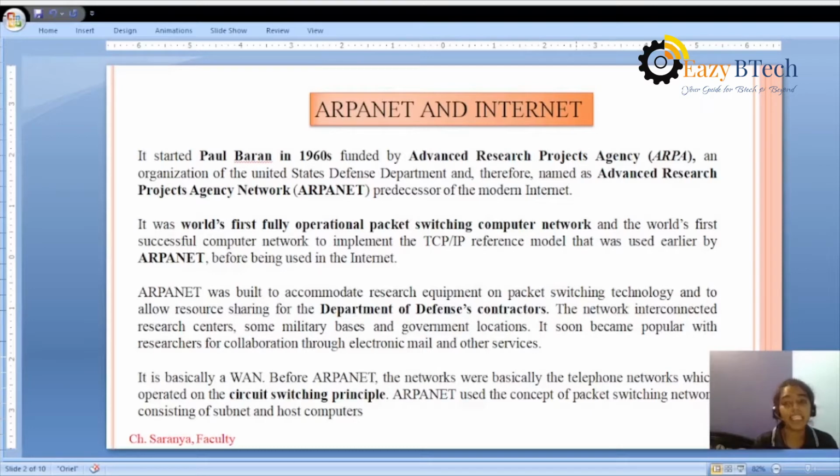The network interconnected research centers, so this network was connected to those research centers. It was mainly used at military bases and government locations. It soon became popular with researchers for collaboration through transferring email and other services. It is basically a WAN. We know that WAN is one type of network. What is meant by WAN?